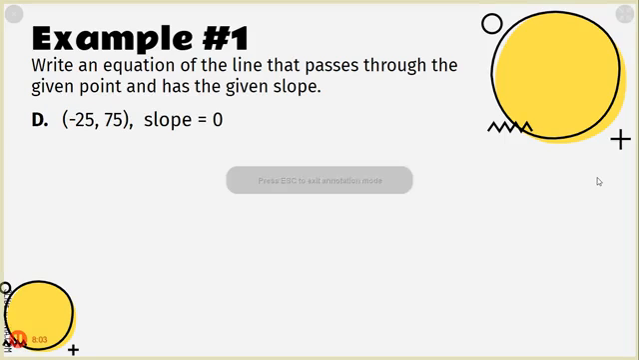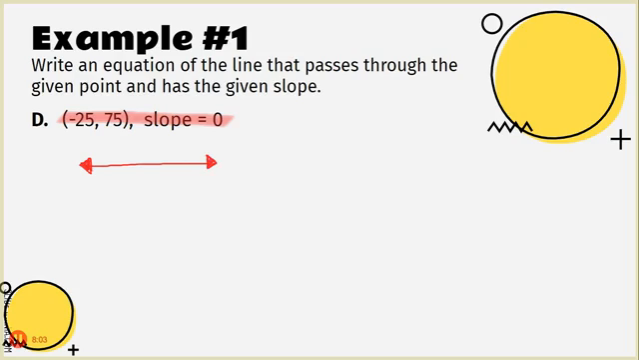And last but not least, we have letter D. For letter D, I'm giving you the ordered pair negative 25, 75, and we have a slope of 0. Again, a slope of 0 means we have a horizontal line, and horizontal lines do have a slope and they will cross the y-axis. And so I know that a horizontal line can be written in slope-intercept form.